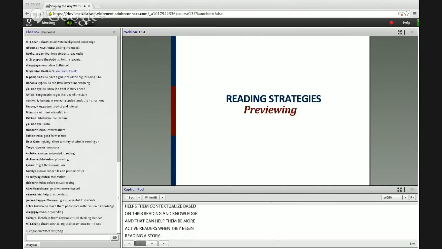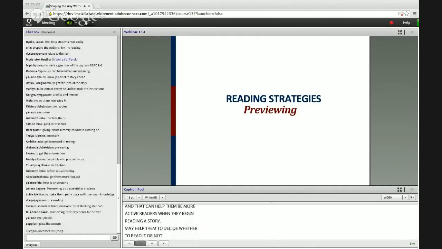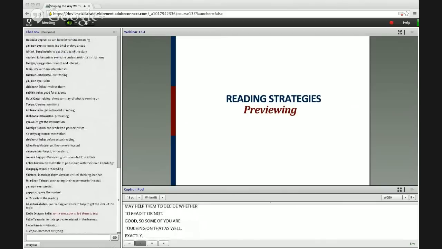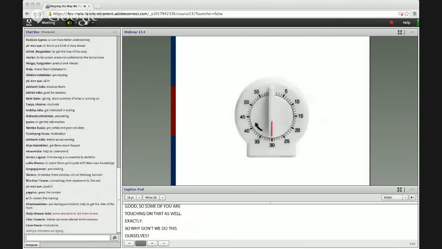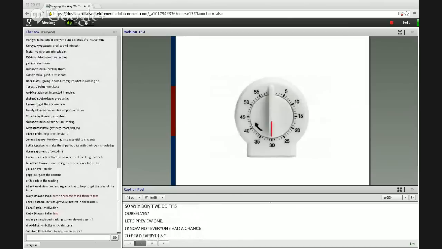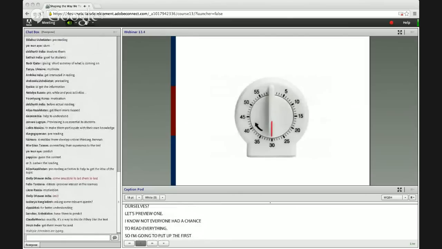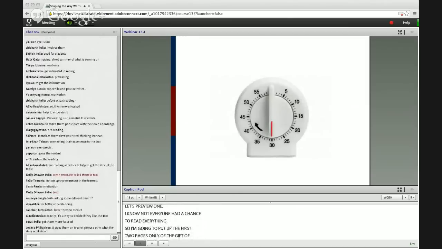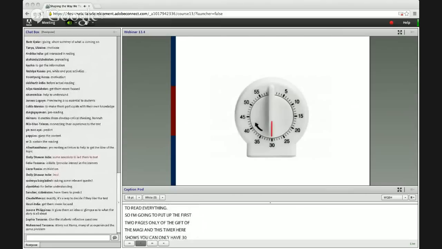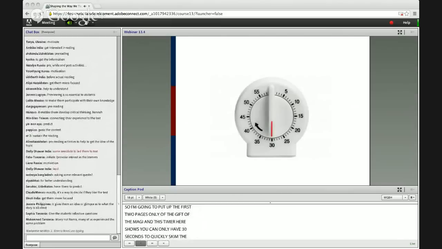Exactly. So why don't we do this ourselves? Let's preview one. I know not everybody had the chance to read everything, so I'm going to put up the first 2 pages only of The Gift of the Magi. And this timer here shows that you can only have 30 seconds to quickly skim over the first 2 pages. Okay? Don't worry. You don't have to understand everything.